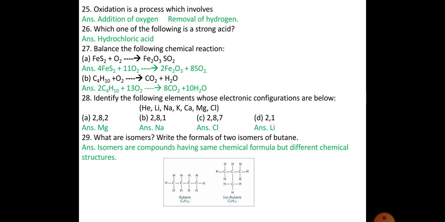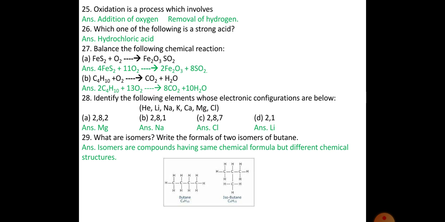Next, identify the following elements whose electronic configurations are given. In the question, the options are there. We have to identify according to their electronic configuration. So number A, 2,8,2, that will be magnesium, Mg. Next, 2,8,1, that will be sodium, Na. Next, 2,8,7, that will be chlorine, Cl. And 2,1, that will be lithium, Li.